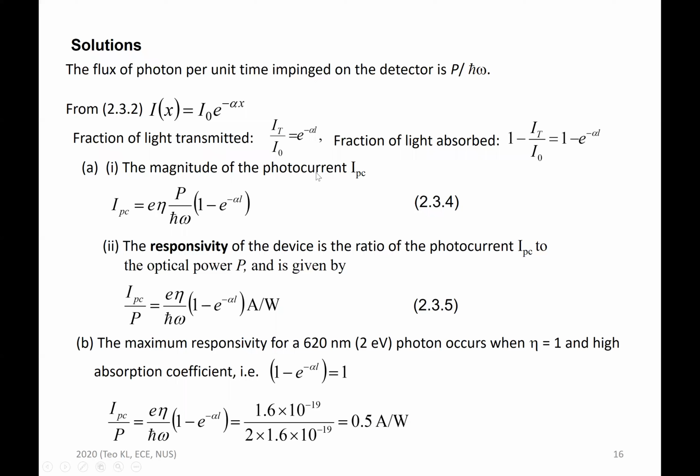We define the magnitude of the photocurrent to be the electron charge, times the efficiency, the quantum efficiency, times P over ħω, which defines the number of photons per unit time that strike onto the detector, and this part, 1 minus e to the power minus αL, is basically the fraction of light that is absorbed. So that defines the photocurrent. The responsivity of the device is the ratio of the photocurrent to the optical power. So I over P, you divide by P, so the P will cancel off, that gives you this term. And this is measured in ampere per watt.